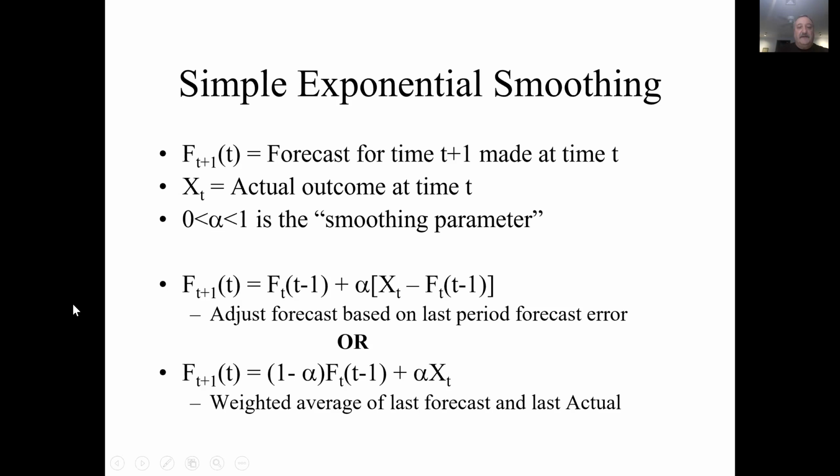So the simple exponential smoothing, you can write it a few different ways that are all equivalent. We take the forecast from the previous period and we add to it the forecast error in the previous period multiplied by some alpha. So let's say our forecast last time was a little low, meaning that x minus f is positive because the forecast was low. Then we're going to increase a little bit our forecast for the next time period. So that's one way to think about it.